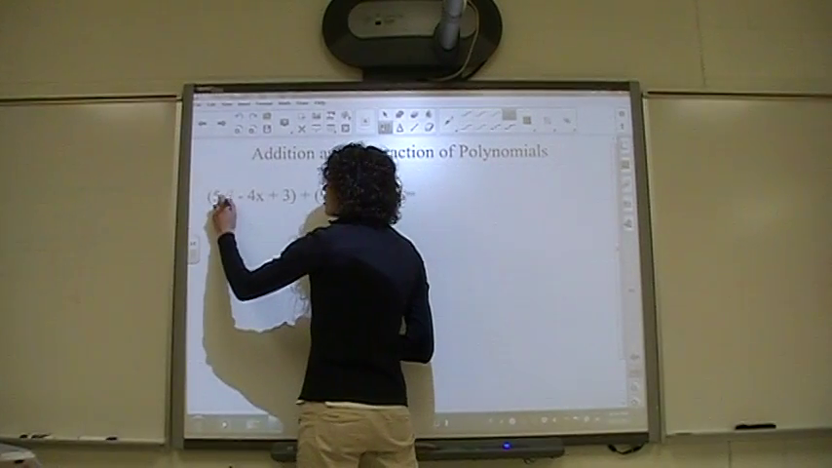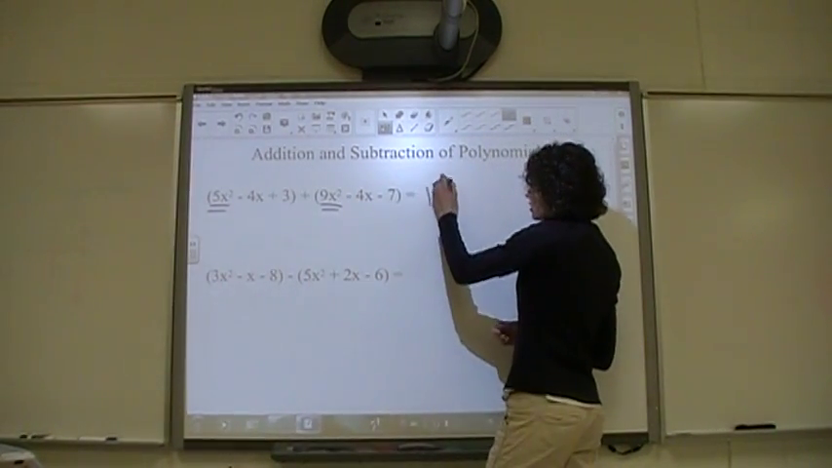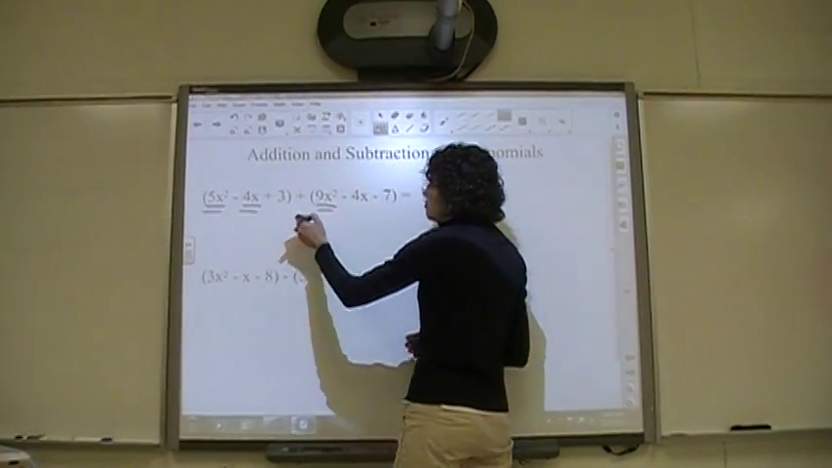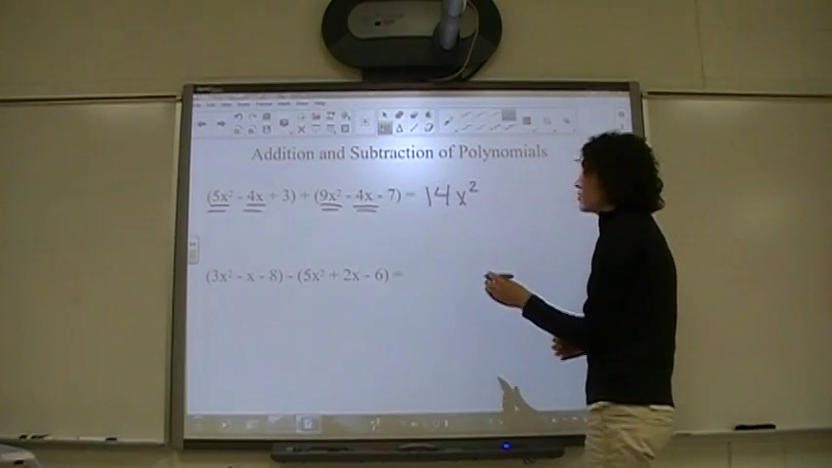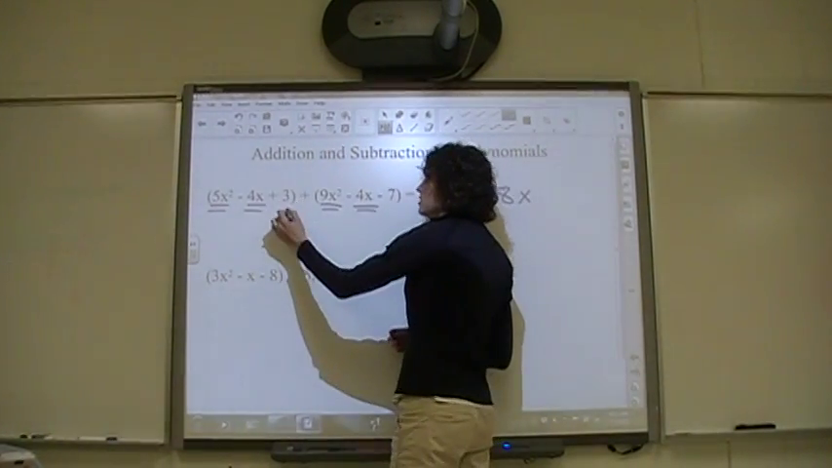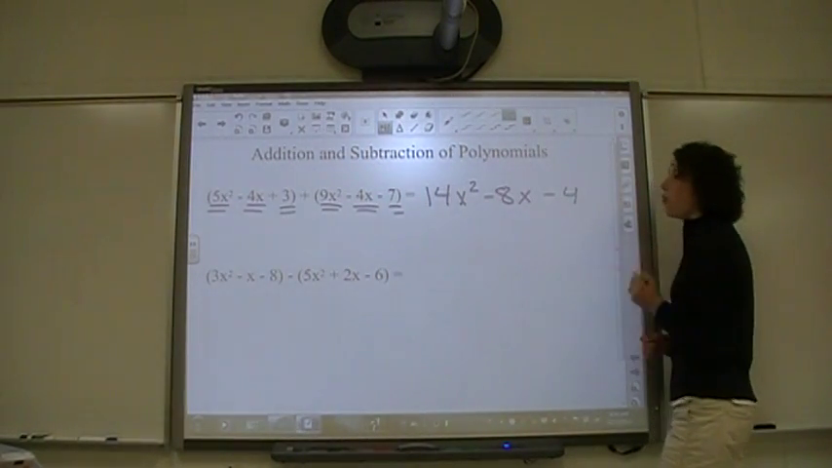So you want to put together your 5x squared and your 9x squared. So that's going to give me 14x squared. Then we have a negative 4x minus 4x, which is going to give me negative 8x. Then finally you have your constants of 3 minus 7 will give me negative 4.